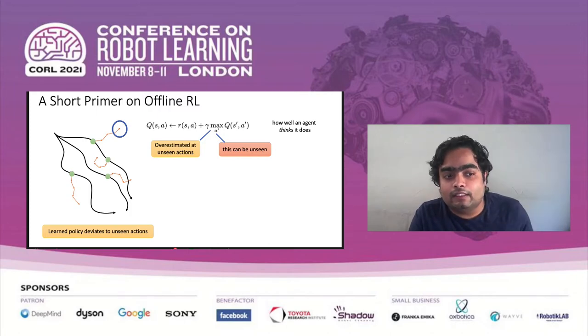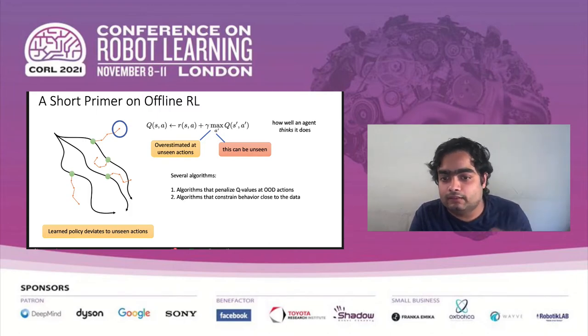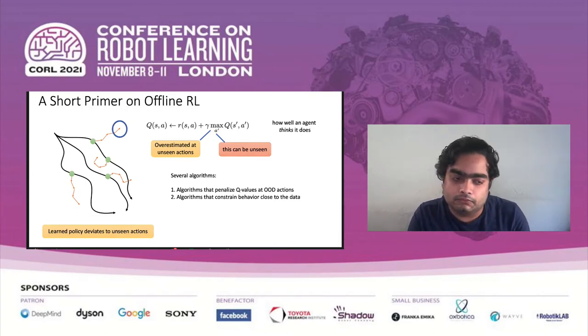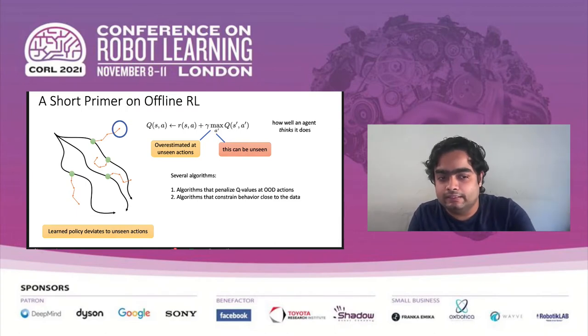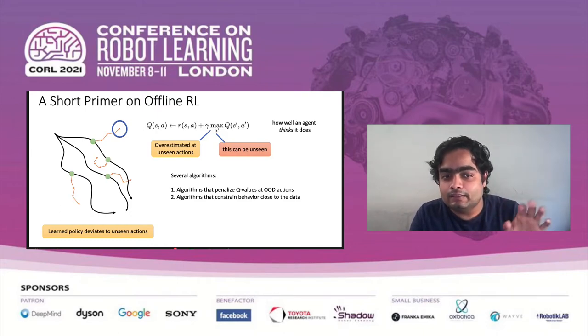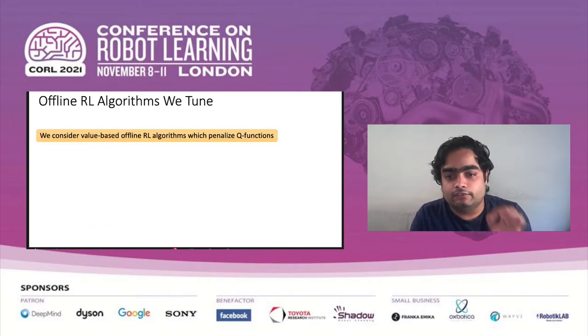And so several algorithms have been proposed here to tackle this issue, which are of wide variety, like algorithms that would penalize Q values to not be really high on these unseen behaviors, algorithms that would constrain the learned policy to be close to the data, and so on. And I would not go into these details here, but we will consider a class of these algorithms and try to tune them. So in this work, what we do is we try to consider offline RL algorithms that penalize Q functions, and we try to design a workflow for these algorithms.